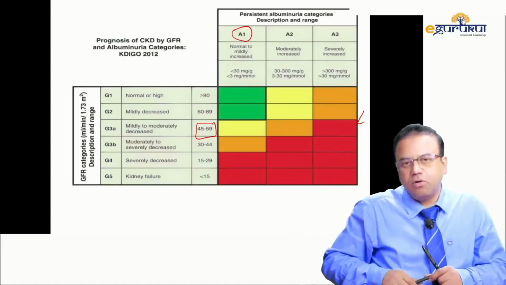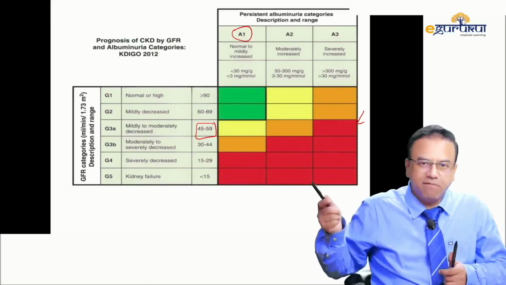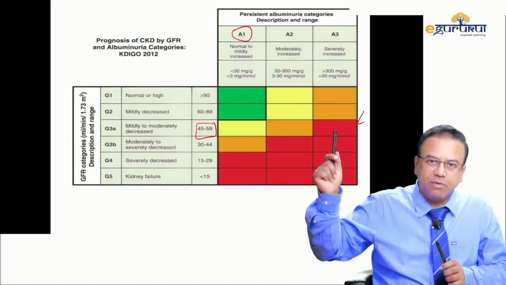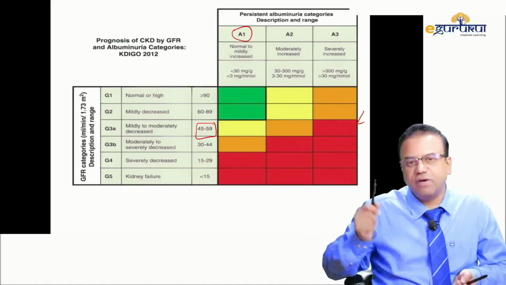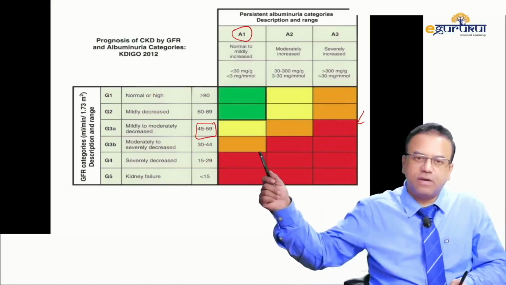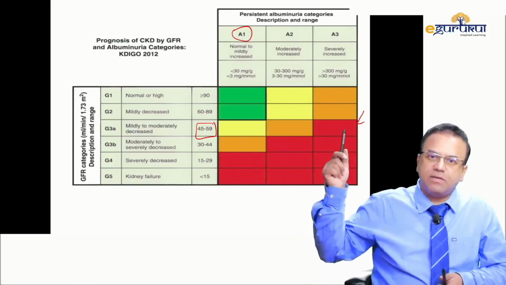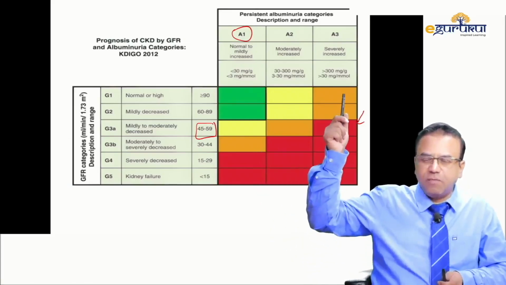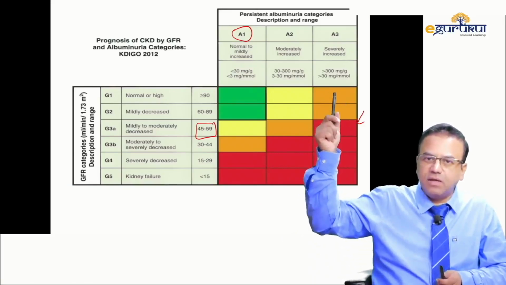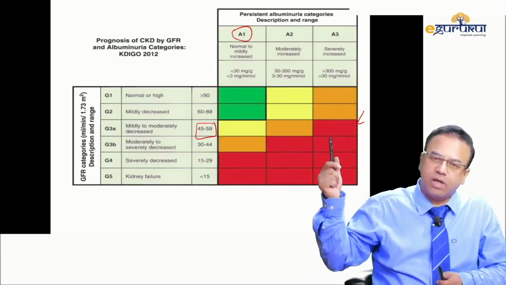So obviously both are important, but the way the chart is arranged, albuminuria is more dangerous than a low GFR. If the patient has got low GFR without much albuminuria, it's okay. But if the patient has any albuminuria, you notice from here orange itself starts. Once it's A3, it starts only with orange, not green, not yellow.